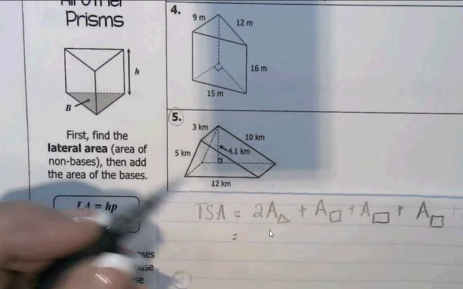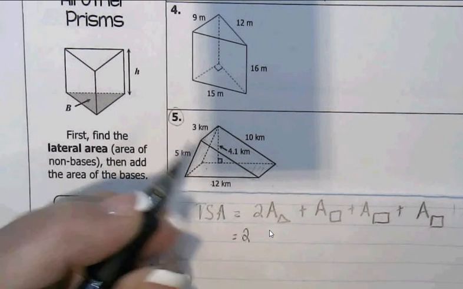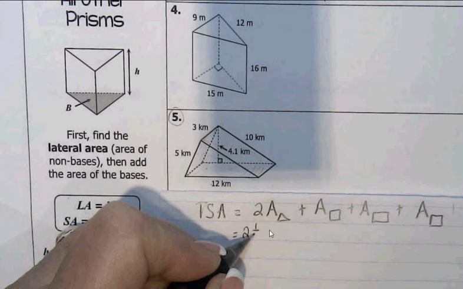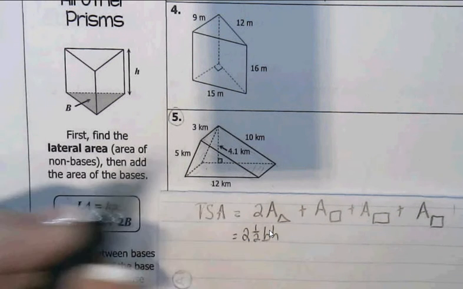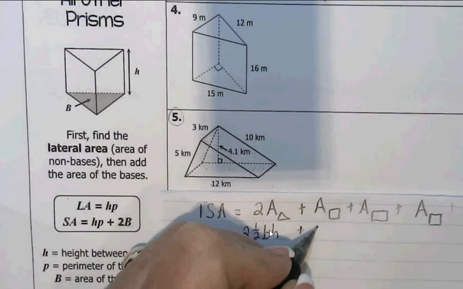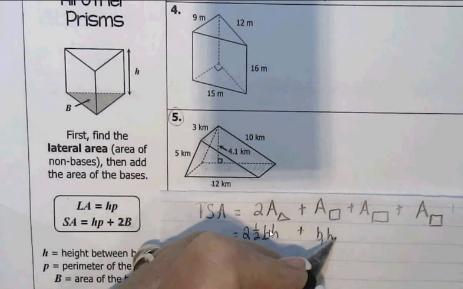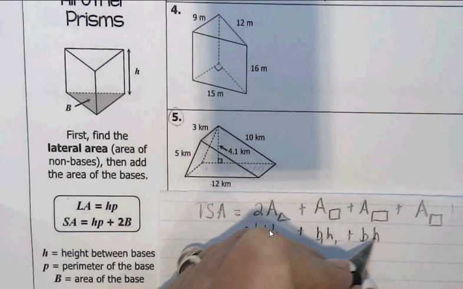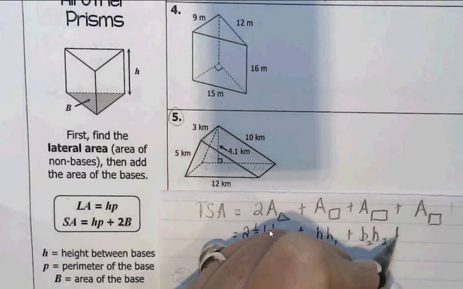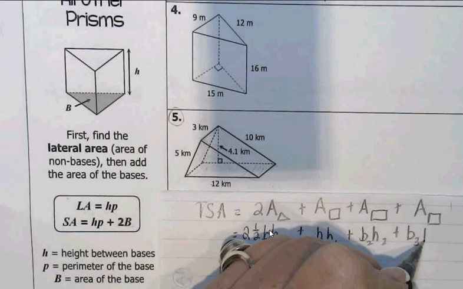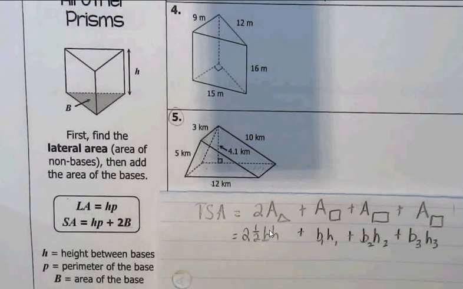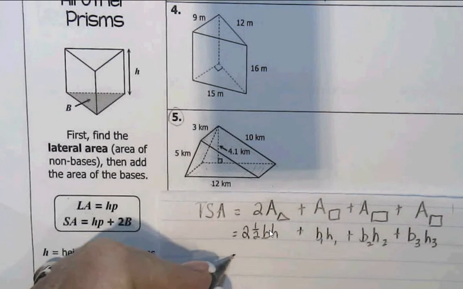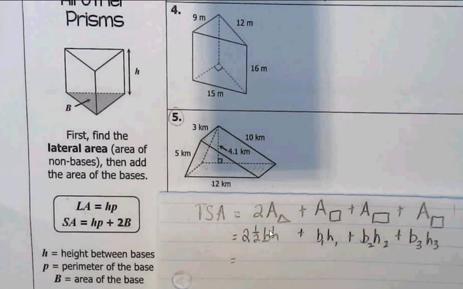So to find the area of the triangles, there's 2 of them. And we know that that's 1/2 base times height for the triangle. And this would be base times height for this rectangle. We could call that rectangle number 1. And this would be base times height for rectangle number 2. And this would be base times height for rectangle number 3. So we're going to find all of those now.